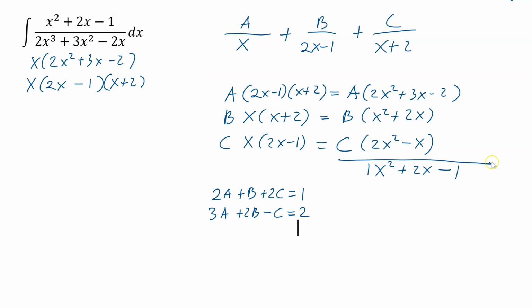We already know that all of these are going to add up because they're x squared, so we don't have to write the x squareds. It's just the coefficients that have to match. So 2a, b, and 2c has to be 1. 3a, 2b, and negative c has to be 2. And then the very last one is just negative 2a, so negative 2a has to equal negative 1.